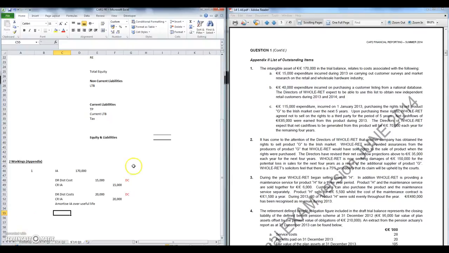The third part of this working then focuses on 1C, the 115,000 expenditure was incurred on the first of the year, so 1st January 2013, purchasing rights to sell a certain product over the next 5 years. So again, external, these are allowed under IAS 38. And one thing that I did oversight at the first is I would put in IAS 38 as the relevant standard, just so you know, to the examiner.